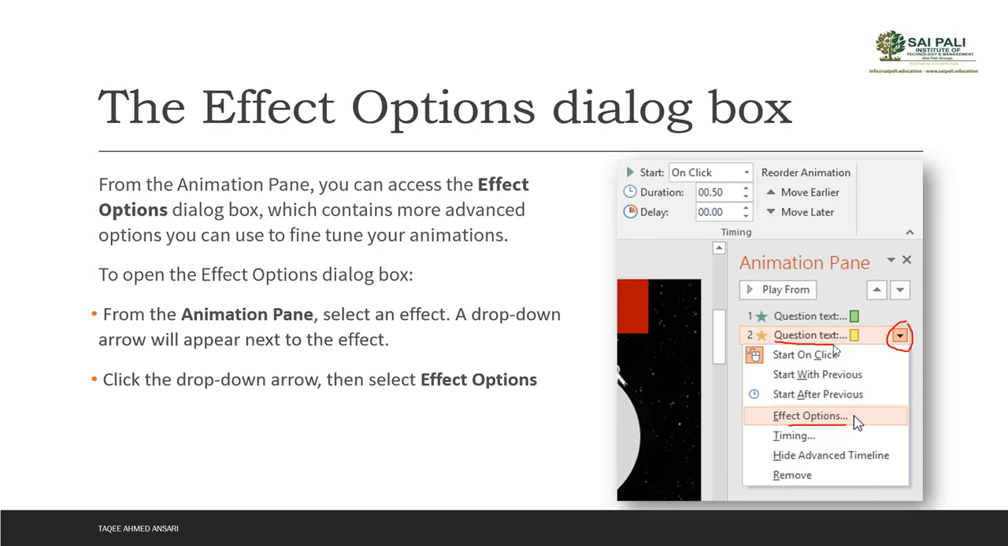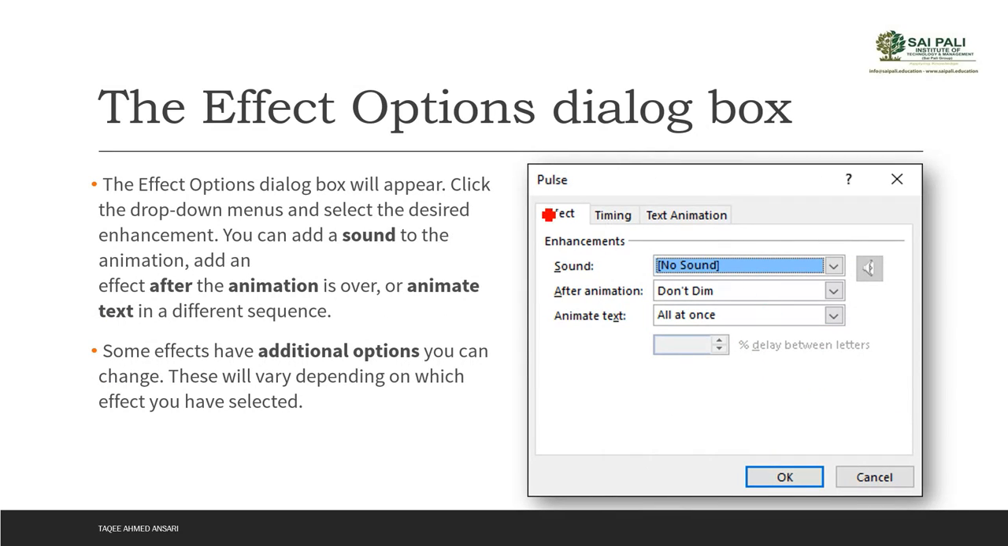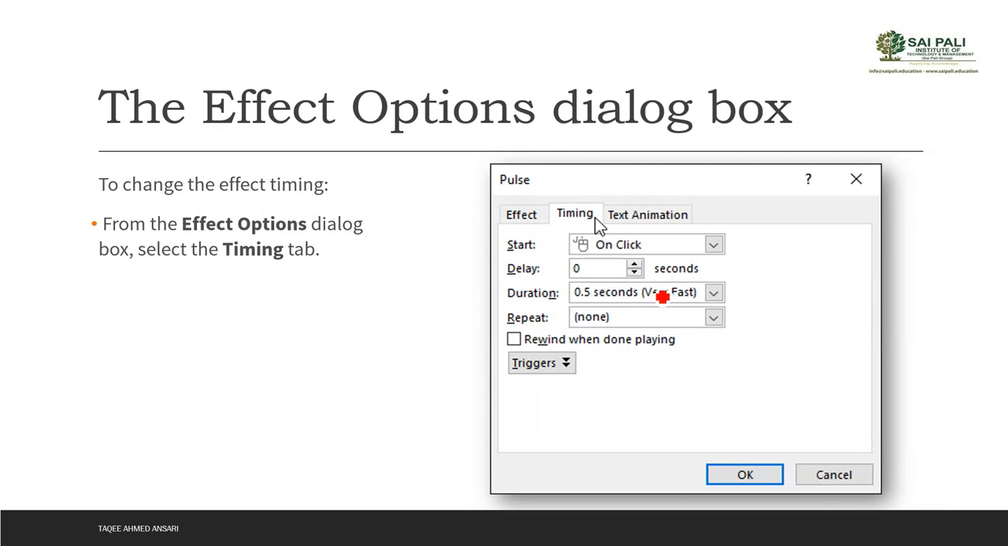So when you click on it, it opens this dialog box where you can choose different options. You can add a sound when the animation plays, you can select what happens after animation, whether it dims or not, and you can animate text once, 2 times, or 3 times. You can decide how much time it will play that animation. You can also set the timing of the effect, whether it runs by a mouse click, how much delay it takes, how much duration it will take, and whether it will repeat or not. So you can decide these things.